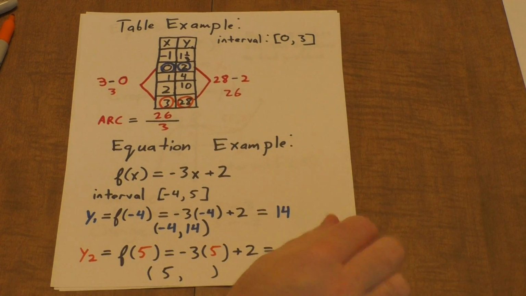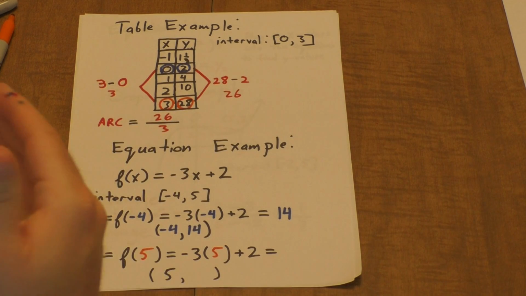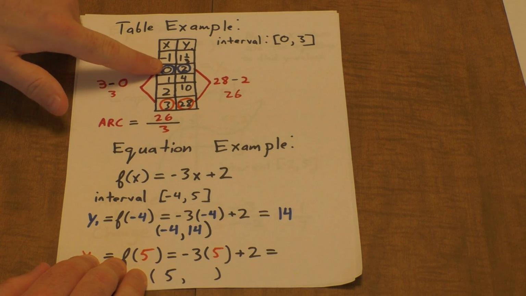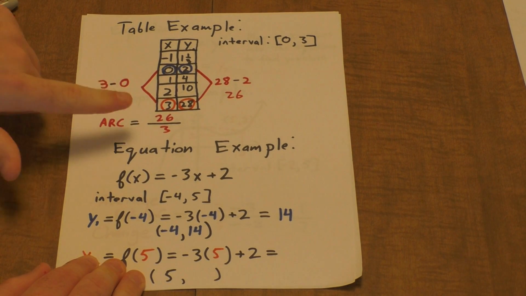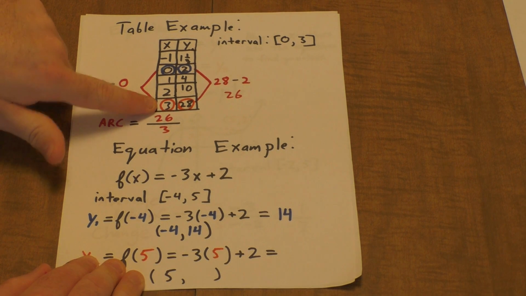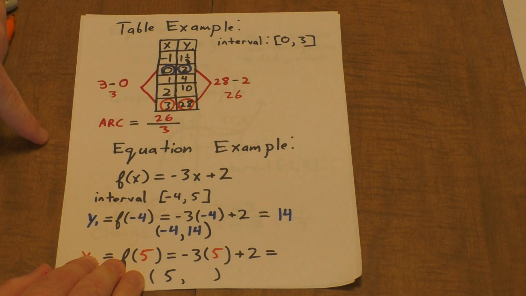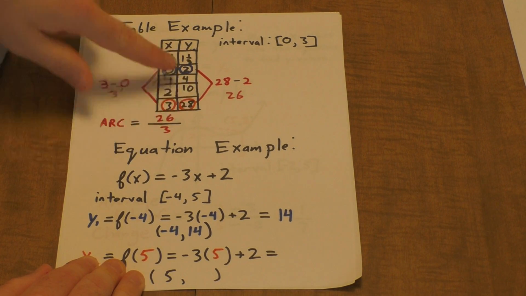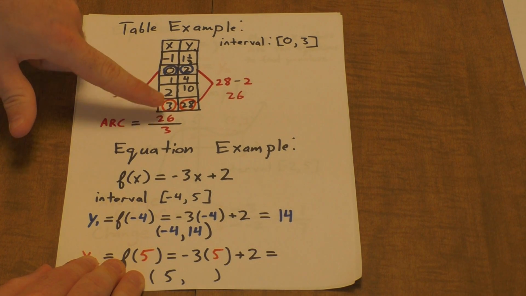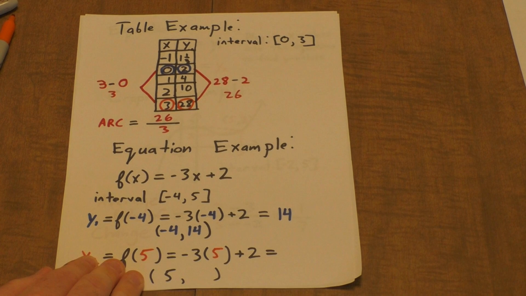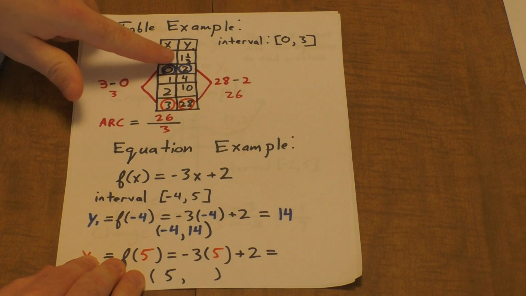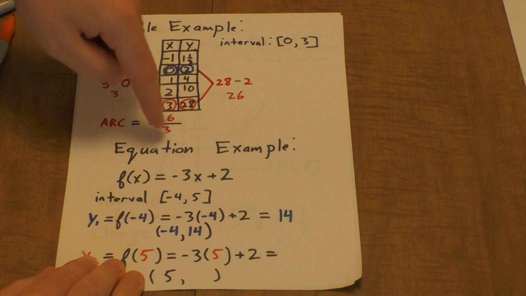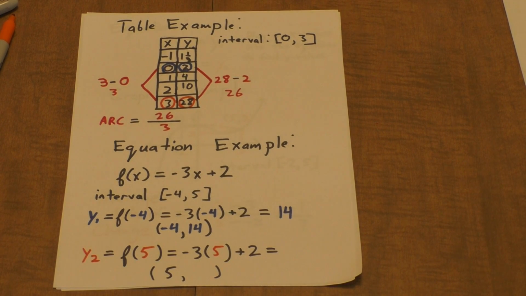Here's a table example. Again, interval 0 to 3. So that's where x is 0 to where x is 3. So I look at my table, x is 0, x is 3. I'm going to do my difference. x2 minus x1, so that's 3 minus 0. That's 3. Goes on the bottom because that's the change in x. So look at the values of y where x is 0, x is 3. Where x is 3, the y value is 28, so we have 28 minus y1, which is where x is 0, y is 2. 28 minus 2 is 26. So you put the 26 over the 3, just leave it like that.